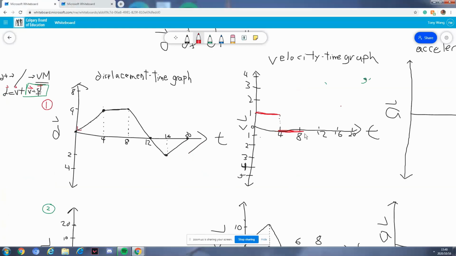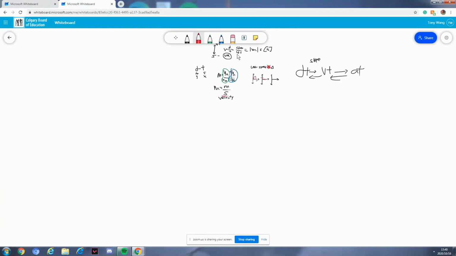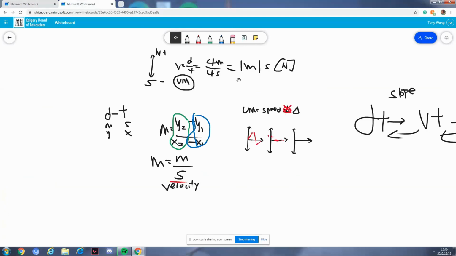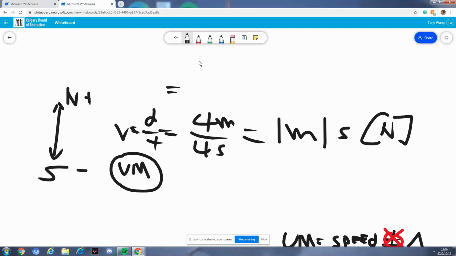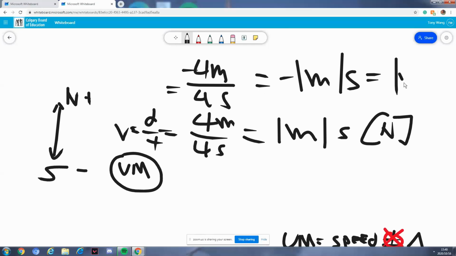Velocity is 0. Okay. So in these 4 seconds, we can see that the person travels from where she was at 4 meters north away. The object travels 4 meters south back to the original place, right? So we can use this formula to describe that again. So 4 meters minus 4 over 4 seconds, negative 1 meters per second, which is 1 meter per second south.